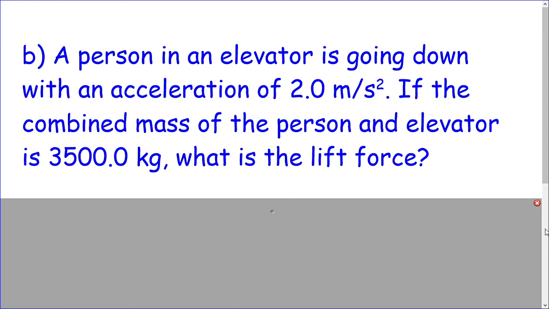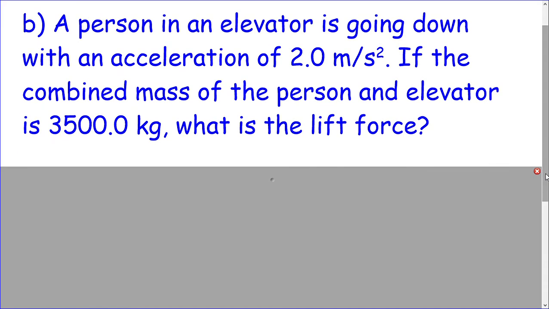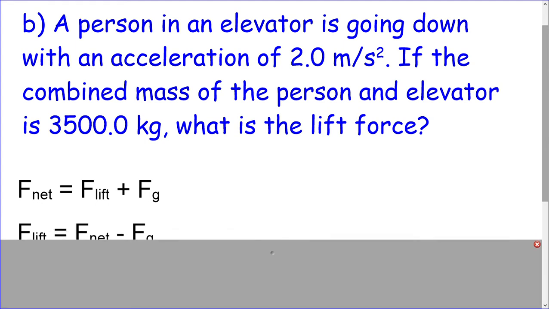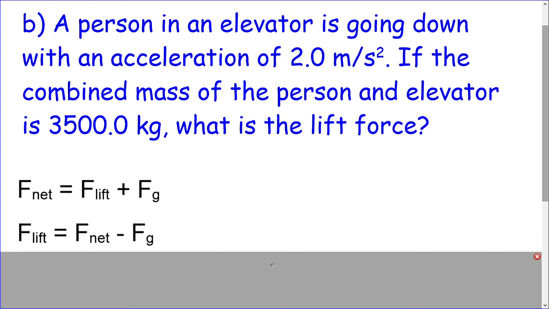A person in an elevator is going down with an acceleration of 2 meters per second squared, and if the combined mass of the person and the elevator is 3,500 kilograms, then what is this lift force? And so again, it's asking for me to rearrange for the lift force. So F net is equal to F lift plus Fg. There's my first part. Then I can rearrange the same way I did from the last one.